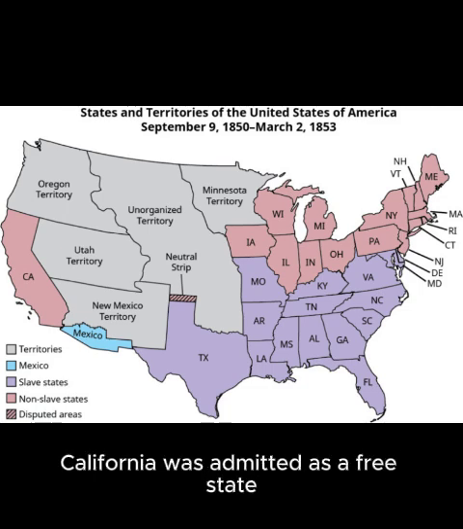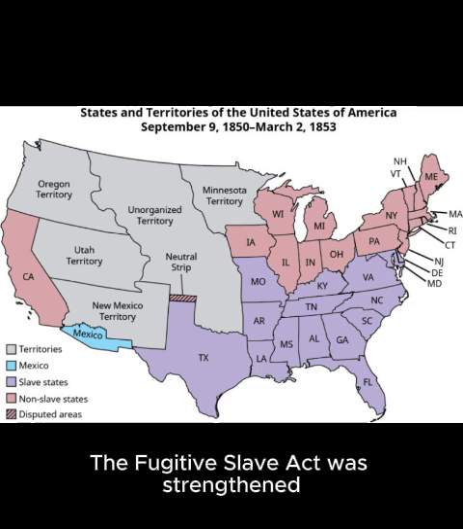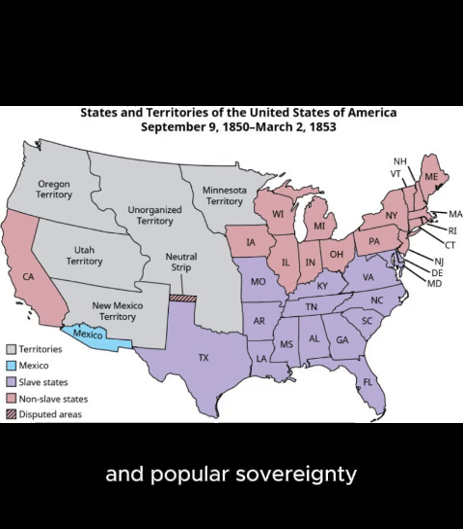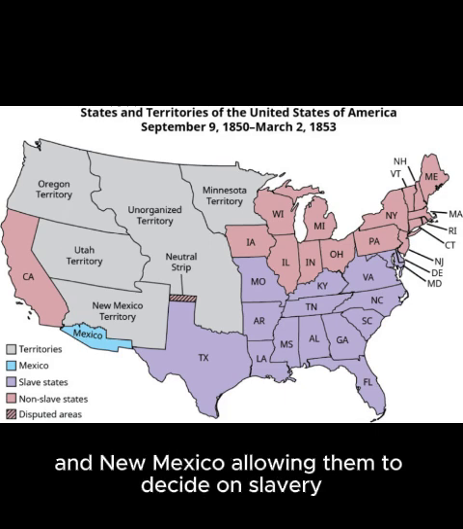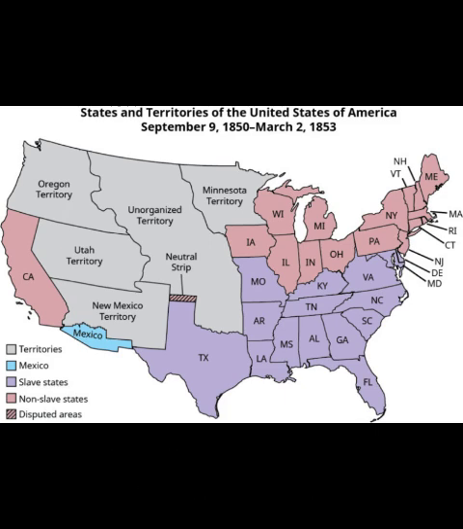California was admitted as a free state, the Fugitive Slave Act was strengthened, and popular sovereignty was applied to the new territories of Utah and New Mexico, allowing them to decide on slavery.